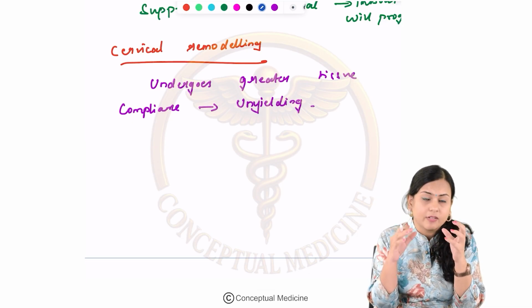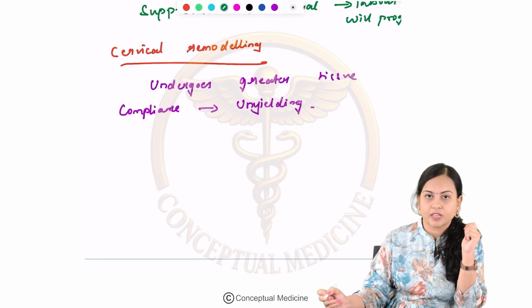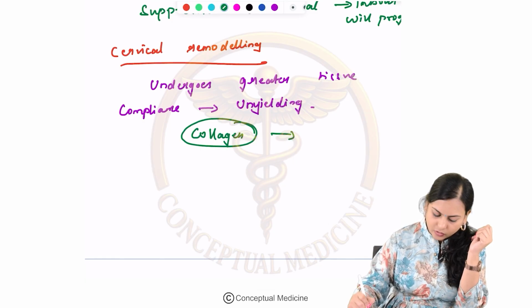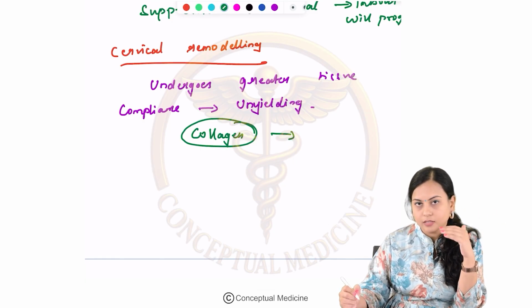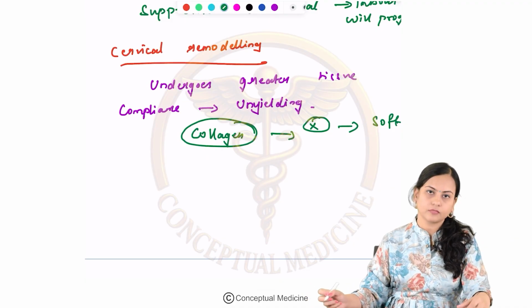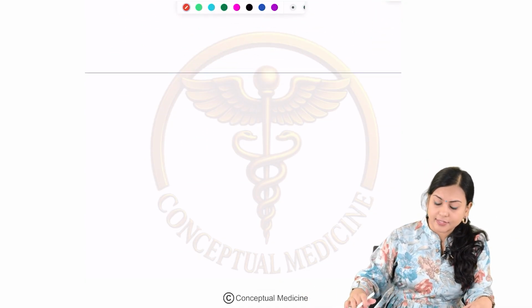But even then, there will be some structural changes. Which is the major structural protein in the cervix? Yes, collagen, right? There is breakdown of this collagen. During term and labor, this breakdown of collagen makes the cervix softer. Clear?